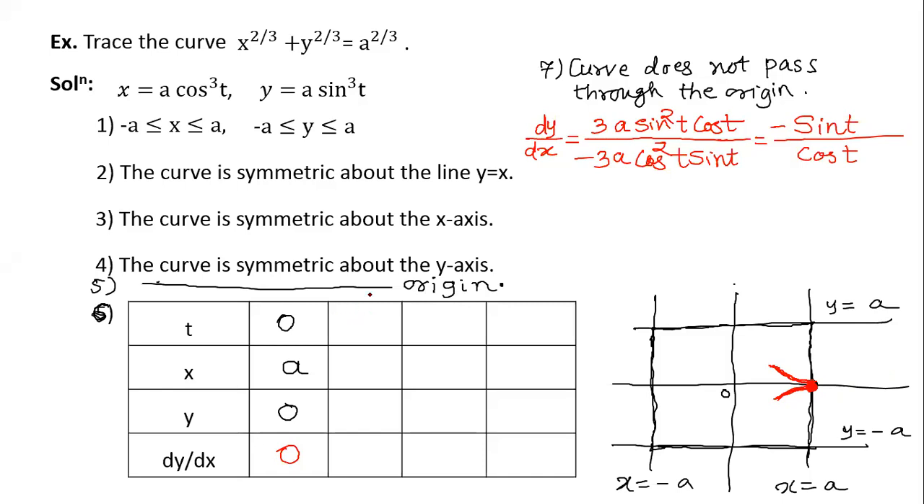Then let us go for next value of t. Let us say pi. So x is equal to a cos cube pi. Cos pi is -1. So x will be minus a. Please correct me whenever I am wrong. I go wrong on many occasions. Then y will be a sin cube pi. Sin pi is 0, so it will be 0.